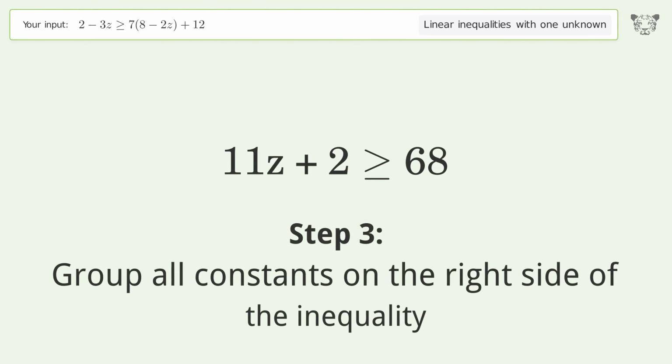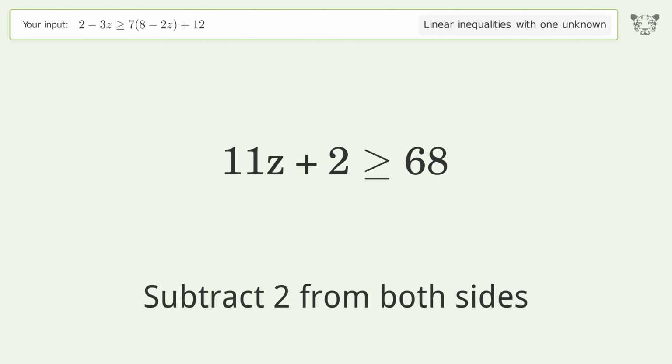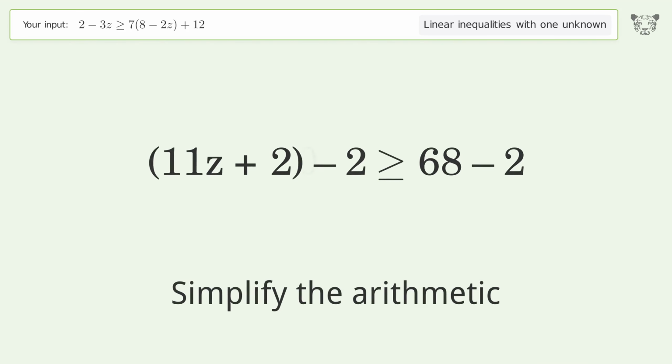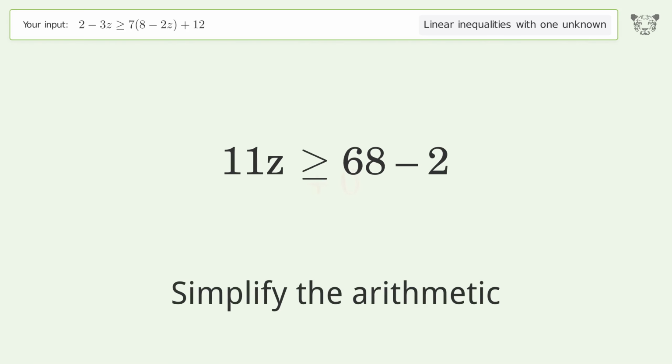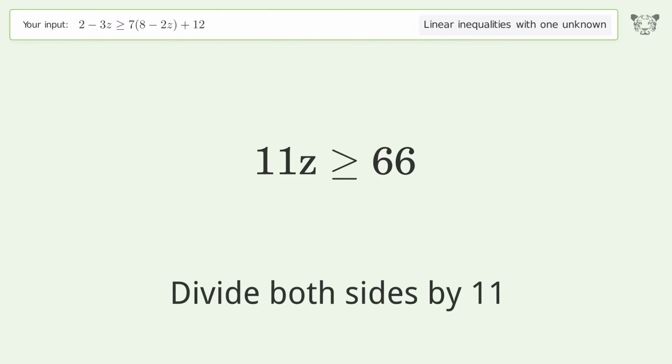Group all constants on the right side of the inequality. Subtract 2 from both sides. Simplify the arithmetic. Isolate the z. Divide both sides by 11.